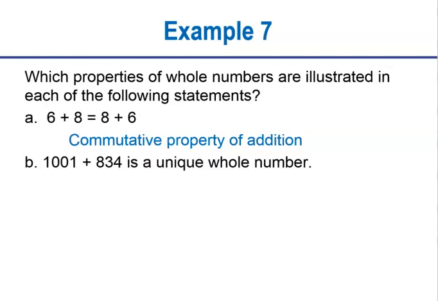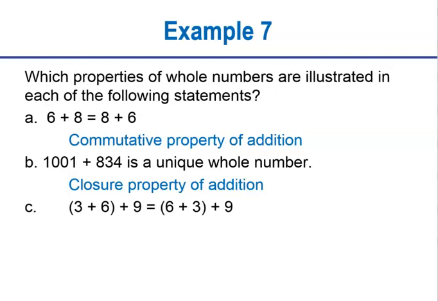What about 1001 plus 834 is a unique whole number? What property is that? That is the closure property, right? If you add two whole numbers, you always get a whole number as a result.